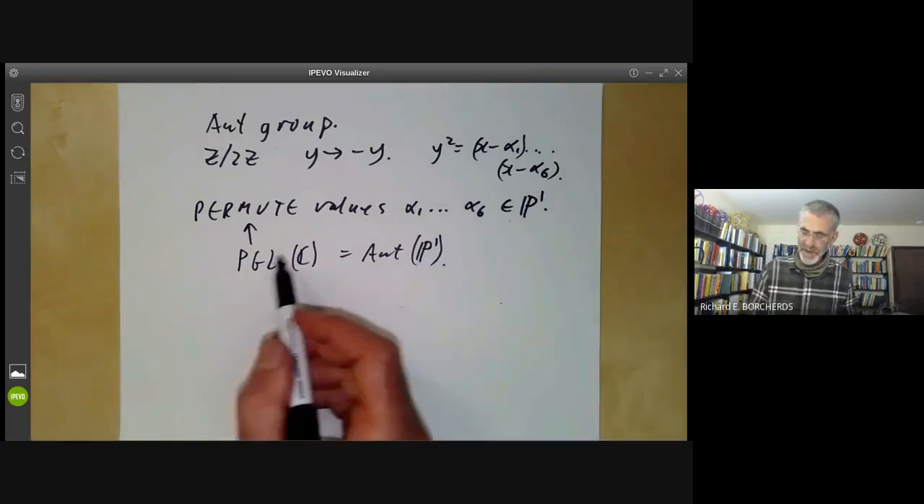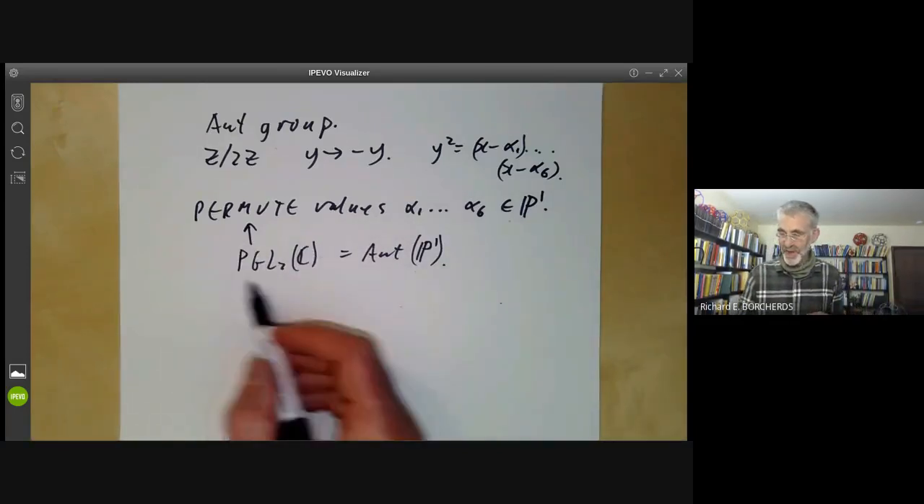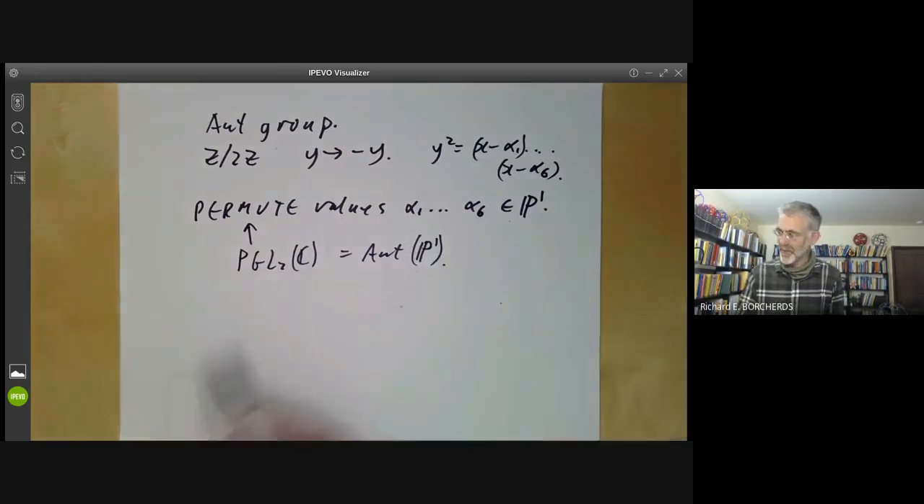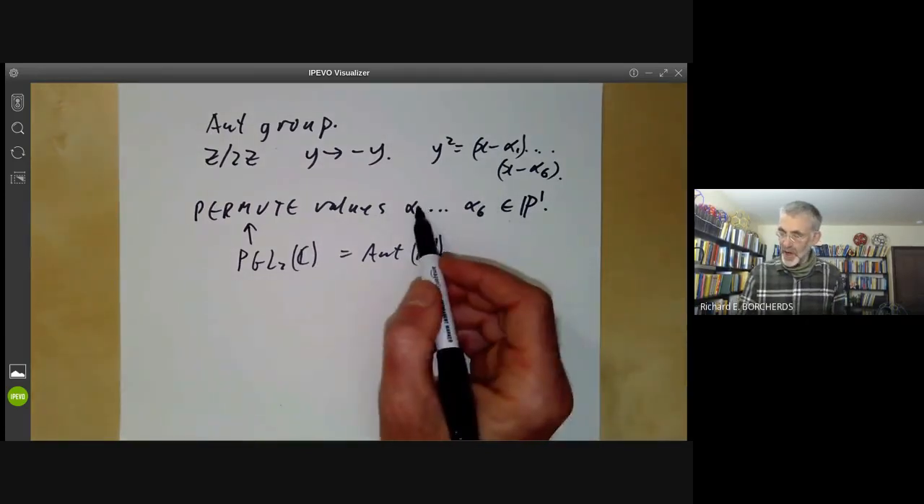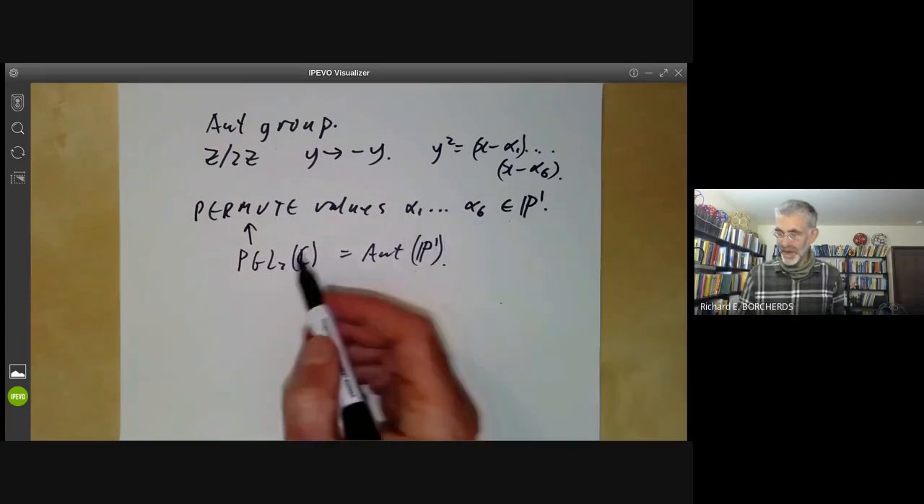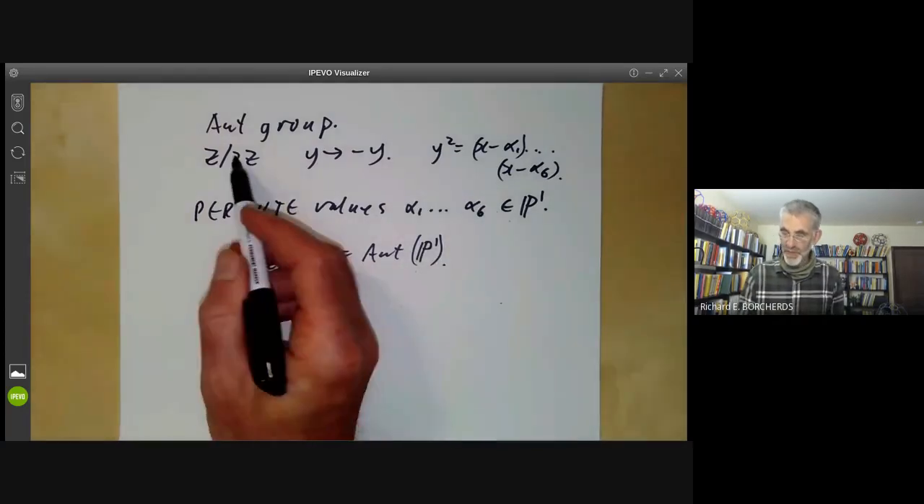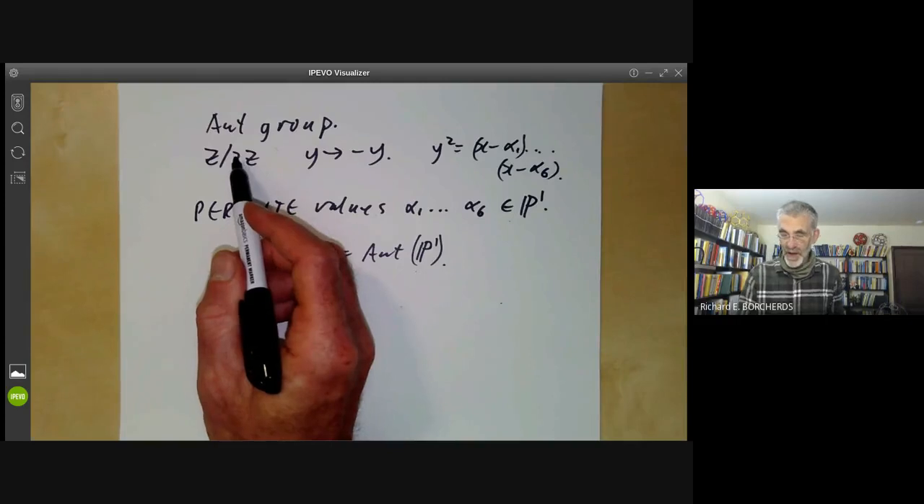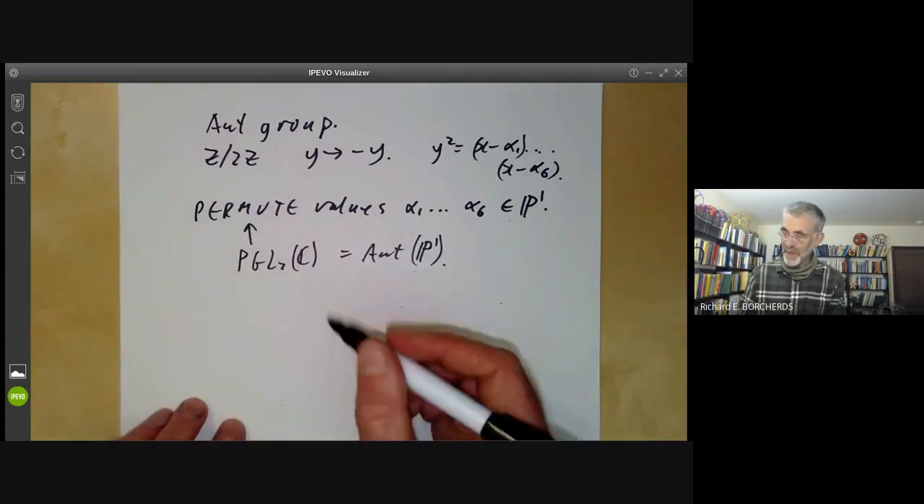And what's the size of the subgroup of PGL2C permuting these points? Well, it depends what points you choose. Usually, there won't be any permutations of these in PGL2C. So the automorphism group of the hyperelliptic curve will have order 2. But there are some cases when it can be much bigger.